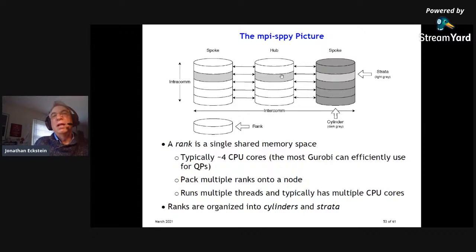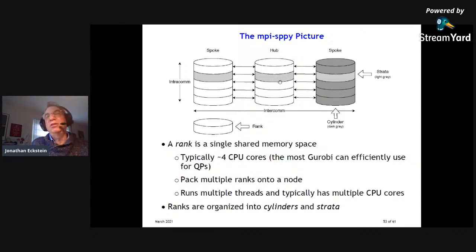It does the basic convergent algorithm, and then you may have other groups that they call spokes. We have other groups of multiple processors which are, say, trying to find lower bounds or trying to find upper bounds. And a rank is a single shared memory space, typically 4 CPU cores. We actually went up to 8 in the runs I'm going to show you. Basically, whatever you're using to solve those quadratic programs, like Gurobi, you want a number of processors it can use efficiently.